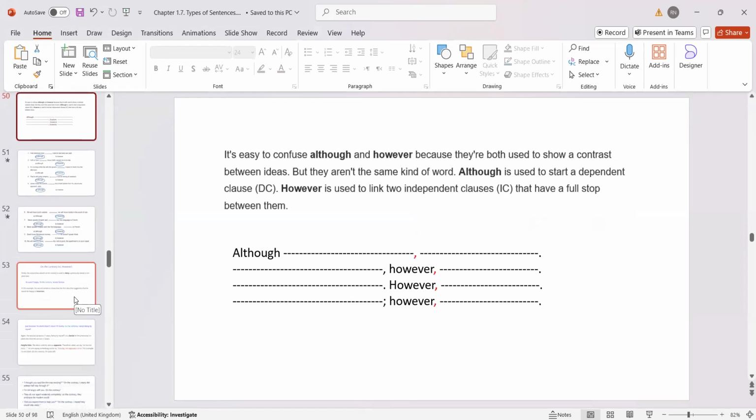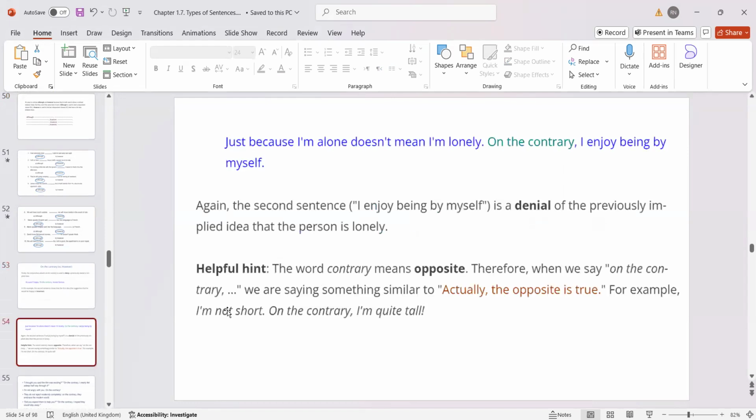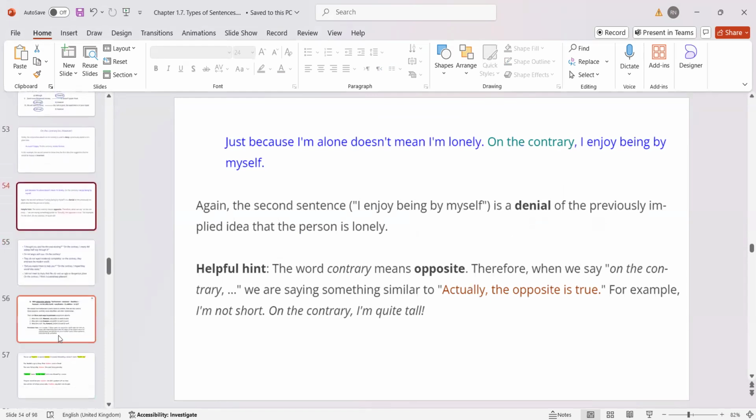Then we talked about "on the contrary." On the contrary means actually the opposite is true. For instance, I'm not short. On the contrary, I'm quite tall. So you just reject the first idea and you say the opposite is true.